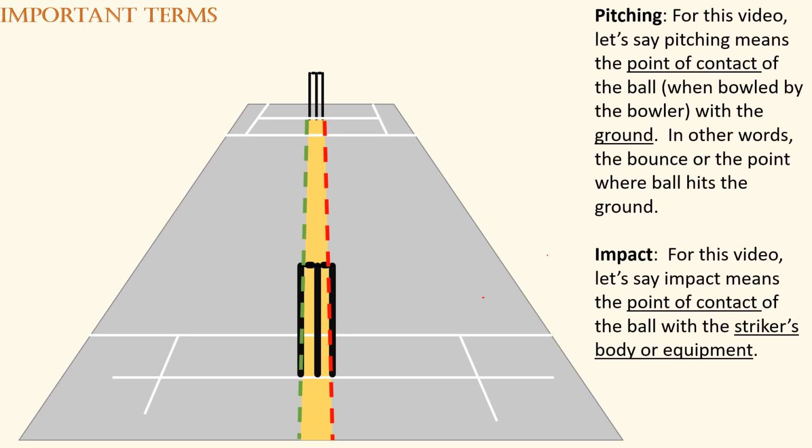Another term to understand is pitching. For this video, pitching is the point of contact between ball and the ground. For example, when the ball is bowled, it touches the ground and bounces from there, and that point of contact between ball and the ground is called the point of pitching. So if we see this animation here, this point where the ball touches the ground is called the point of pitching. In this particular case, the pitching has happened between the stump lines.